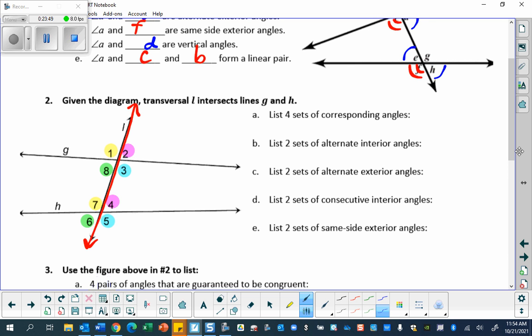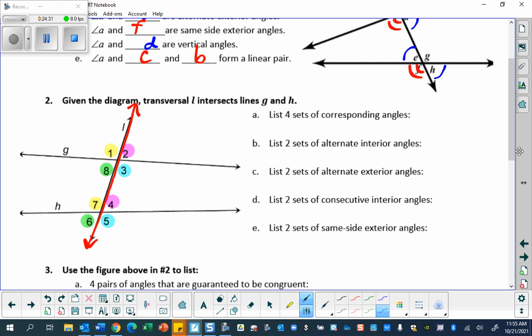Hey, when we talk about corresponding angles, this kind of goes to what we were talking about. Make sure your notes are good. 1 and 7 corresponding. 2 and 4, 3 and 5, 8 and 6. That same idea with all that. Alternating interior and exterior. There are 2 sets of those. Consecutive interior, 3 and 4, 8 and 7. Same side exterior. I don't like them. It's okay. 2 and 5, 1 and 6.